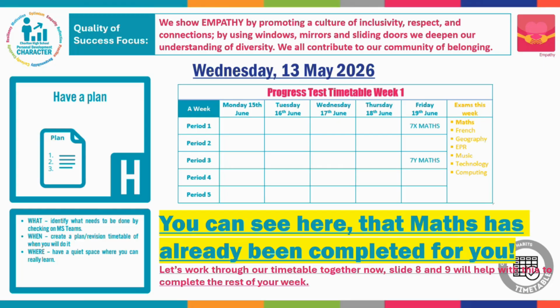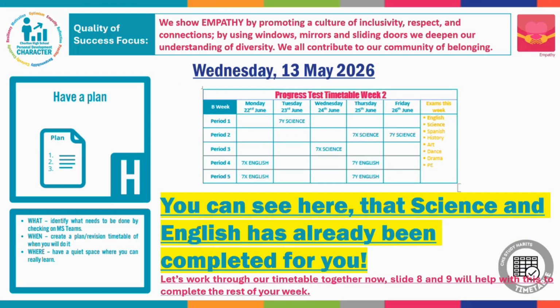Okay, we're going to do the same now for week 2. So we've already plotted our science and English. We did that at the start, but we're going to fill in our French, Spanish, history, art, drama, dance and PE. Okay, so let's start with Spanish. When do you have Spanish in that week? And that is where you will plot your progress test, because that is when that will take place. So week 2, so you're looking at the second lot now. Week 2, plot Spanish.